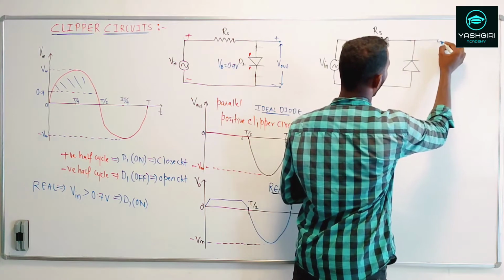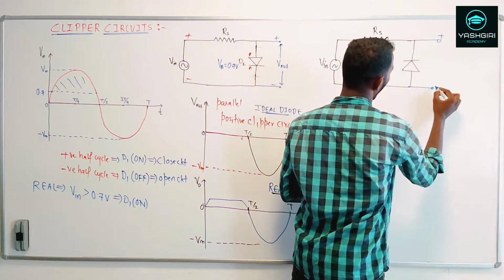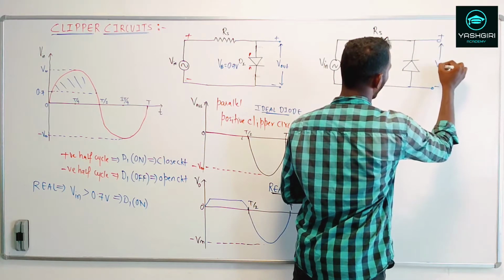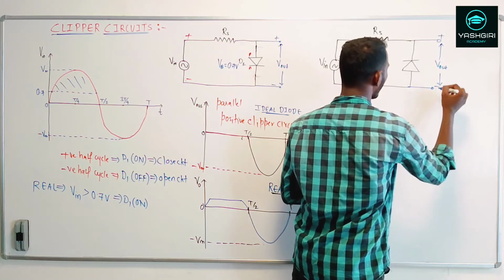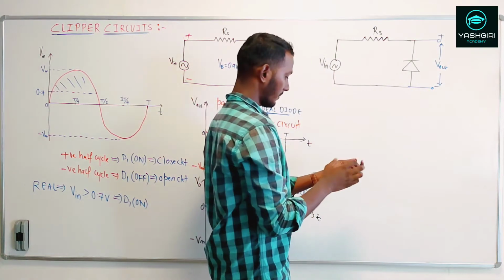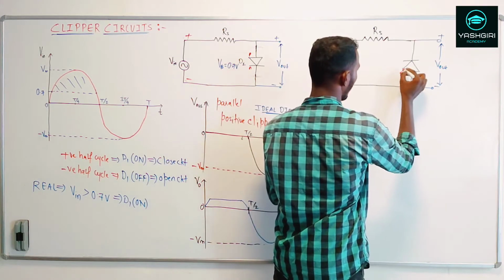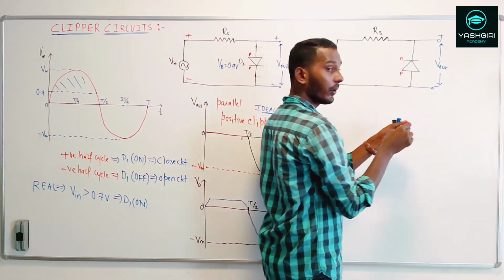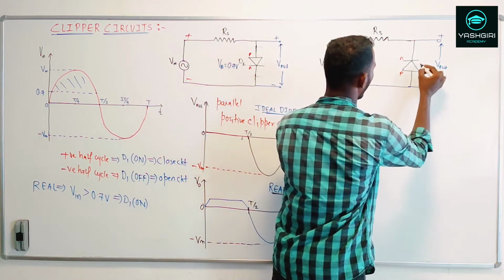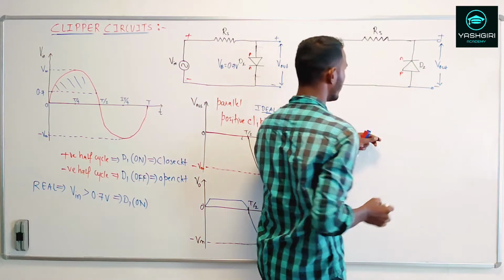So here I'm going to measure plus, minus, and this is my V out. So let this be the P, and this is my diode D2 this time. So let me consider this is my diode D2.